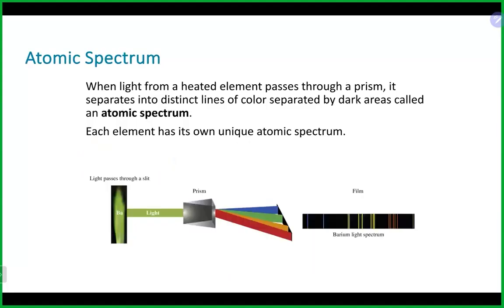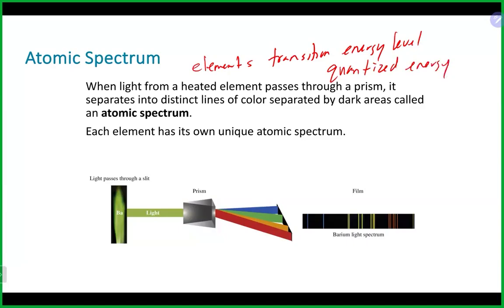Now, as I mentioned before, what happens with elements, for example, as they transition from one energy level to the next is they will give off this energy in the form of light. And what happens for elements is electrons transition between energy levels in what is known as quantized energy.